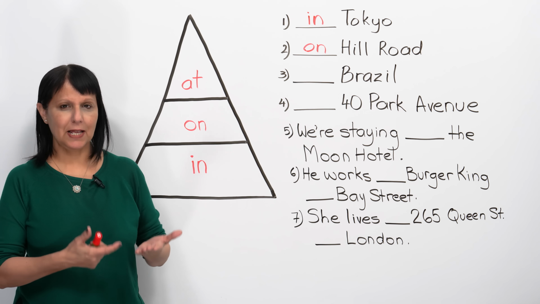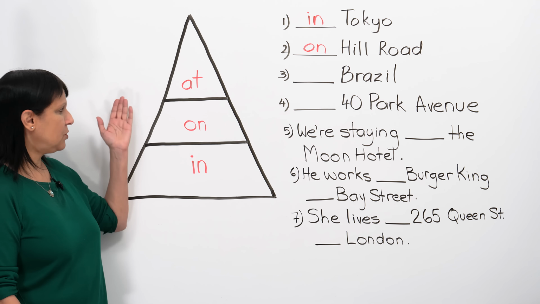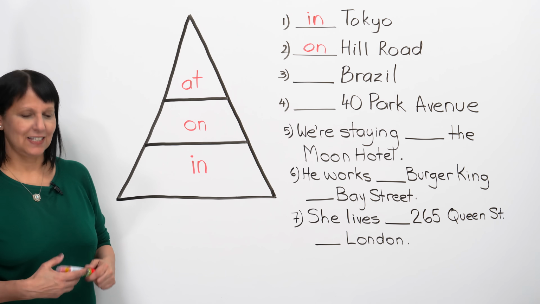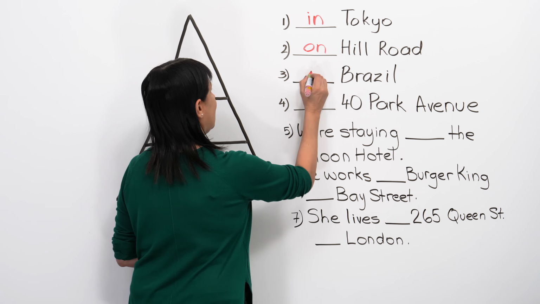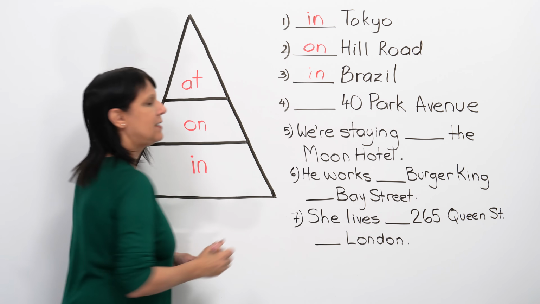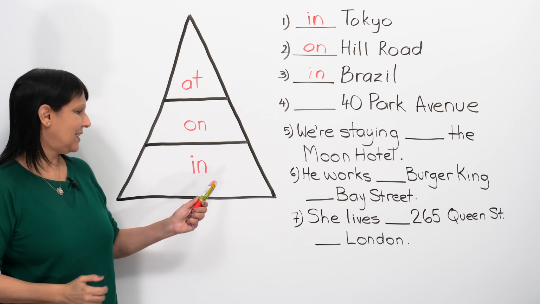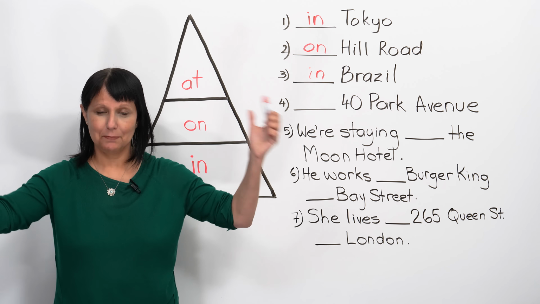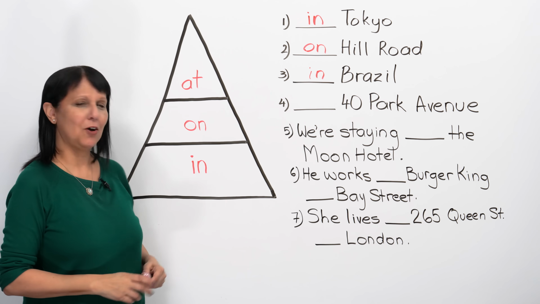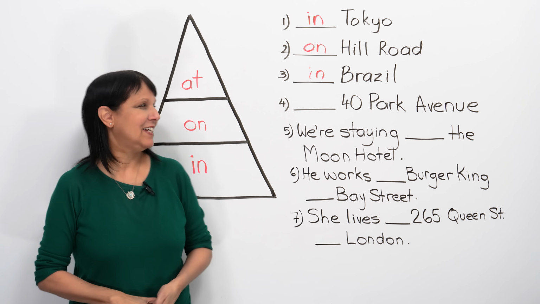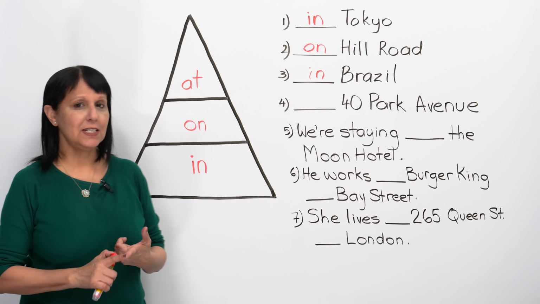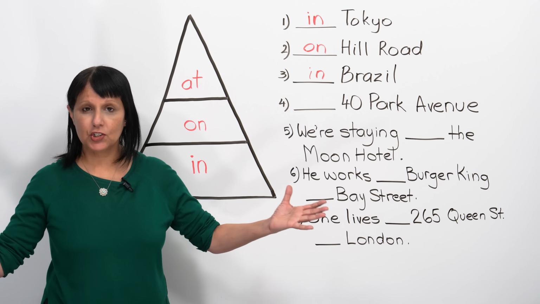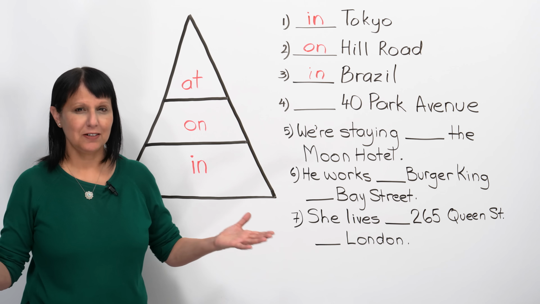She lives blank Brazil. What would you choose for that one? She lives, yes, in Brazil. Okay, again, Brazil is very wide, right? It's a big place. So we want the widest option, which is in. All right, in Brazil. In for cities, countries, remember? Continents, large areas of land, or also in the world.